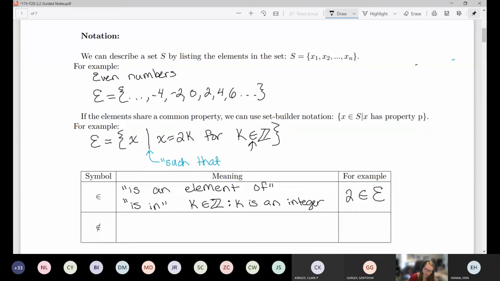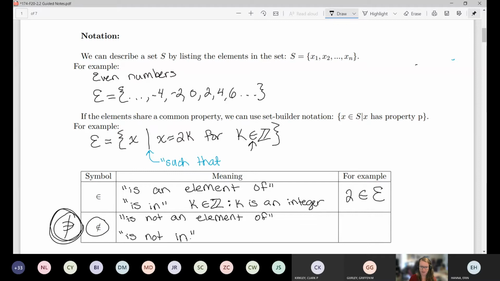Whereas if you have this other symbol with a slash through it, this means "is not an element of," or you could also say "is not in." Again, it's always an element on the left and a set on the right, assuming you're writing it in this form and you're not being a weirdo and switching it around. I've never seen these things switched around in my life. They are always presented in this way. So I could say 5 is not an element of my set E because 5 is not even. That makes sense? Questions, concerns?